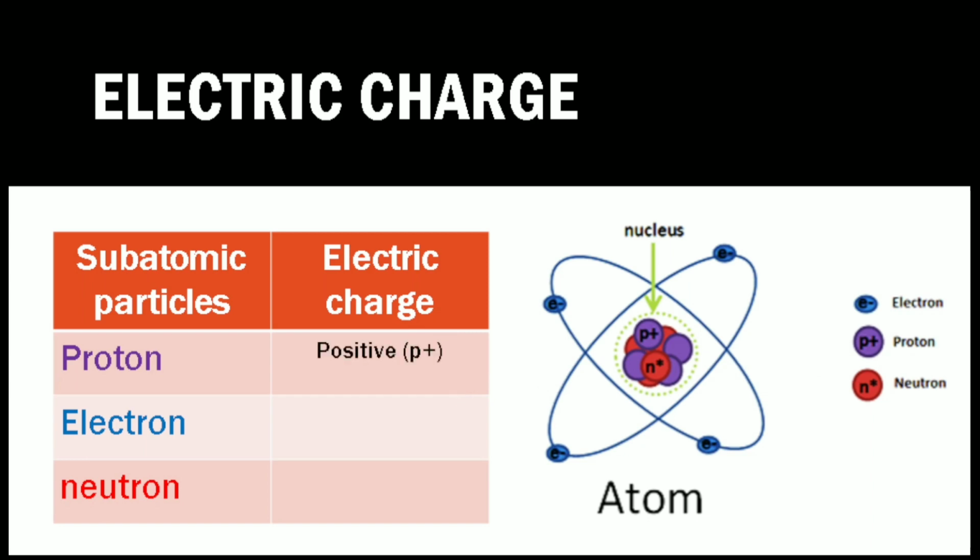Correct, it is positive. How about the electron? What charge does it carry? Correct, it is negative. How about for neutron? Correct, there is no charge carried by this neutron.